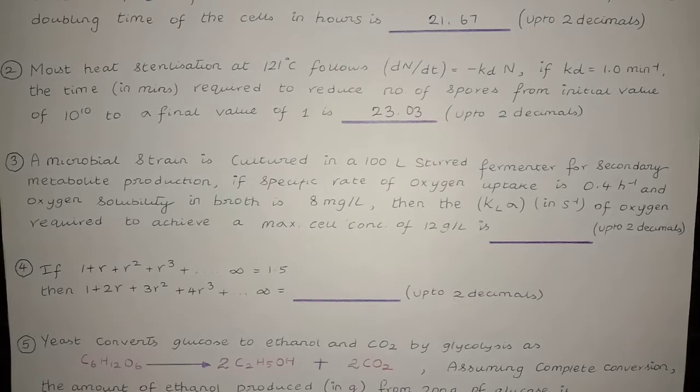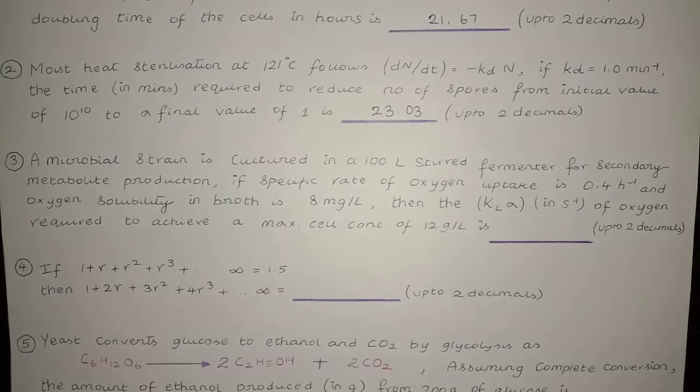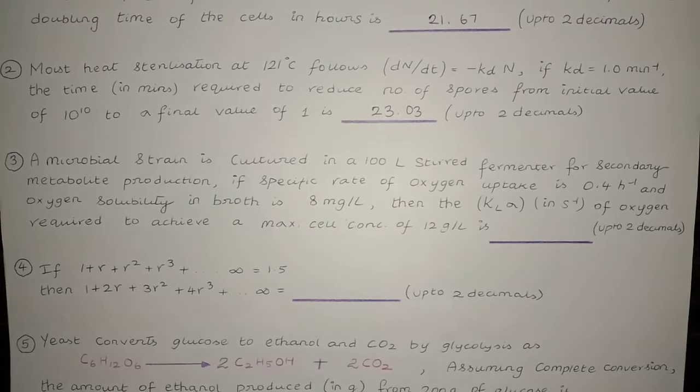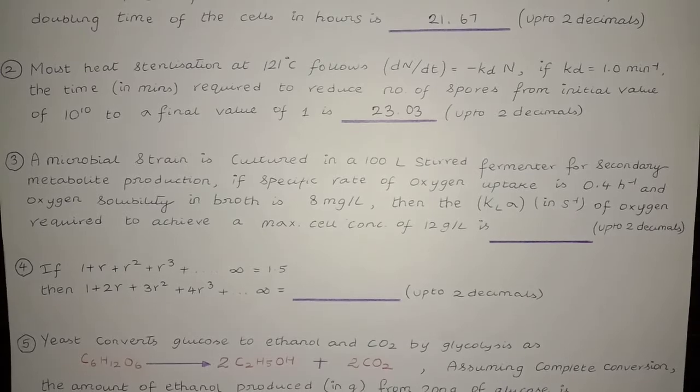Next, third one. A microbial strain is cultured in a 100-liter stirred fermenter for secondary metabolite production. If specific rate of oxygen uptake is 0.4 hour inverse and oxygen solubility in broth is 8 mg per liter, then the KLa, that is the volumetric mass transfer coefficient in 1 over second of oxygen required to achieve a maximum cell concentration of 12 gram per liter is. So we need to find the value of KLa where the maximum cell concentration, say X max, is equal to 12 gram per liter.